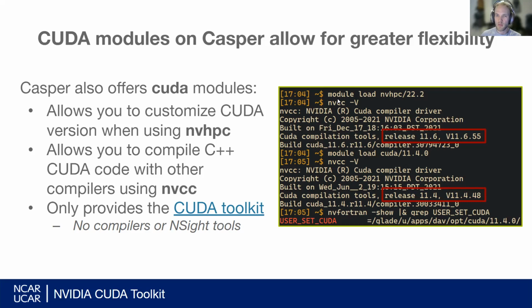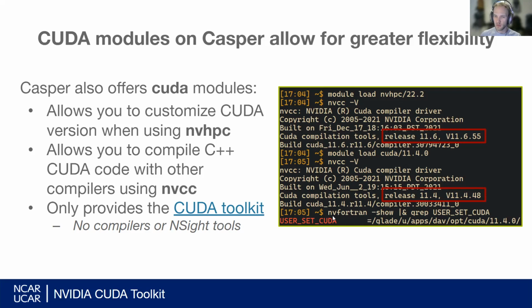So here on the command line, I've loaded the NVHPC module, and if I run that CUDA compiler driver command with a version, you can see that by default I'm getting release 11.6 of CUDA. But if I then load the CUDA 11.4 module on top of this one, and I run that same command, then I'm using the 11.4 release of the CUDA toolkit. And the compilers are aware of this as well.